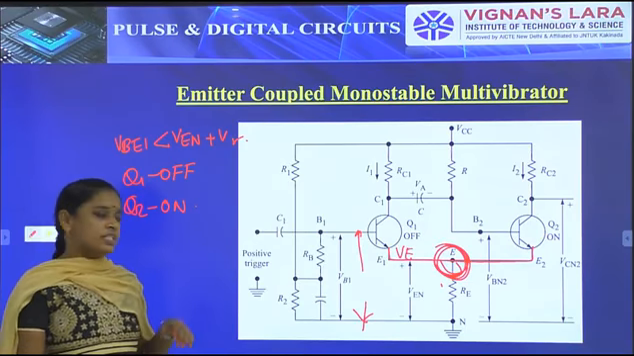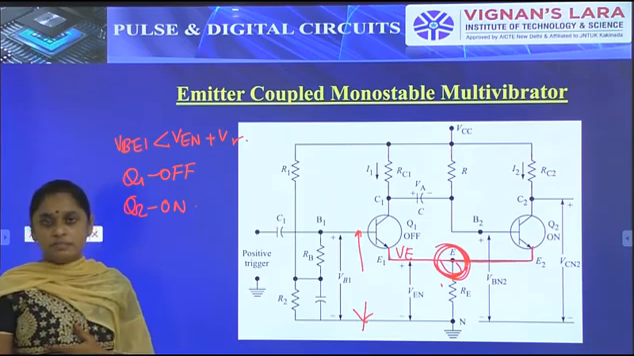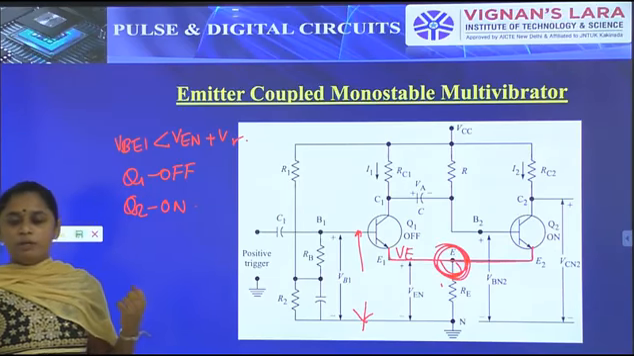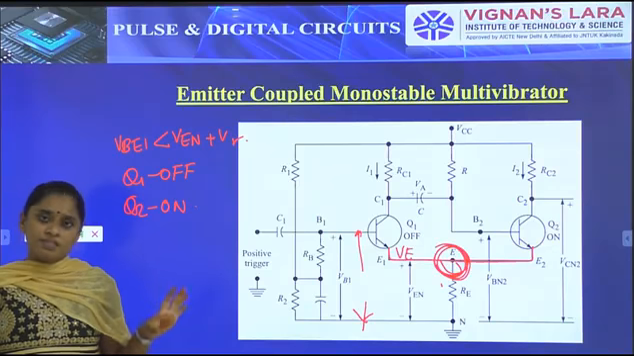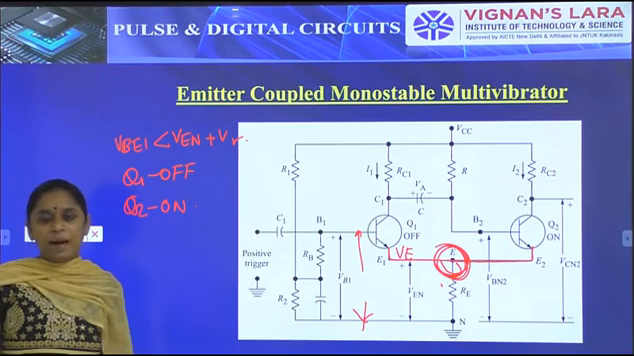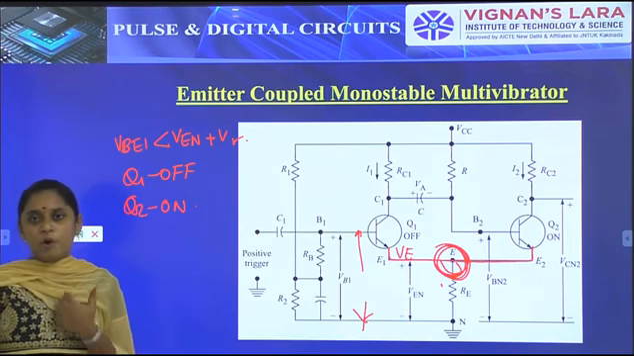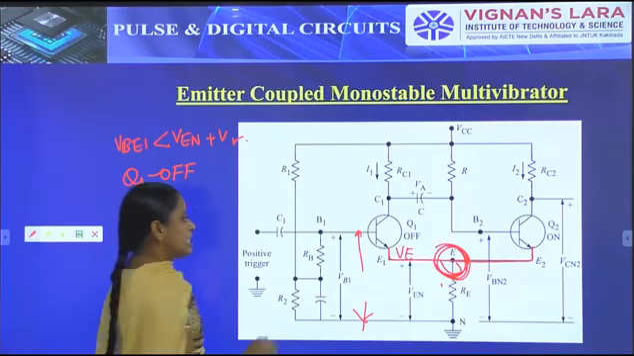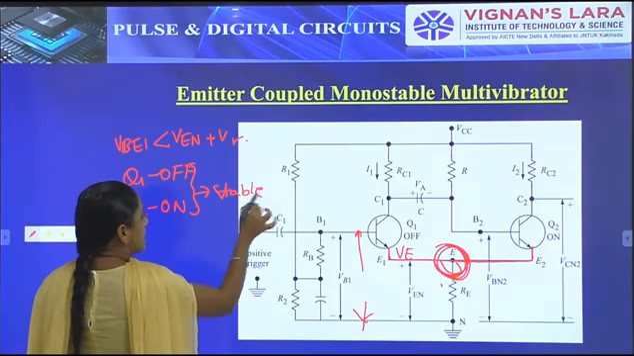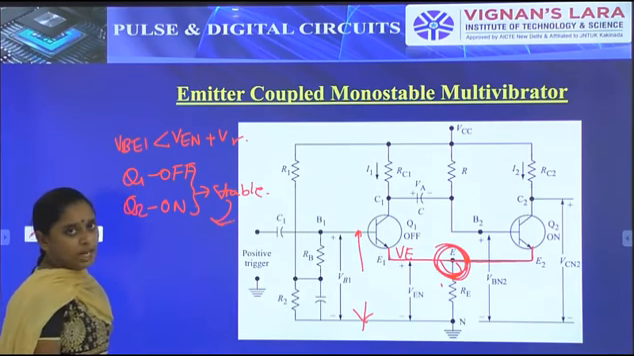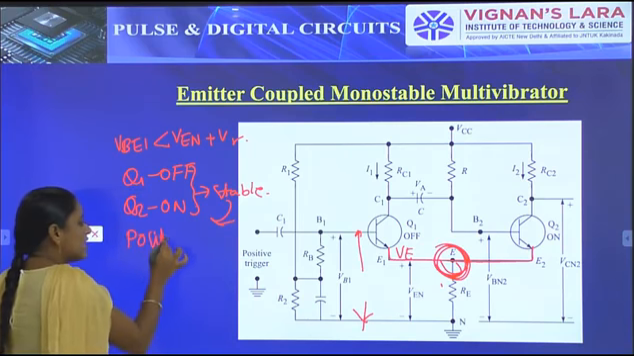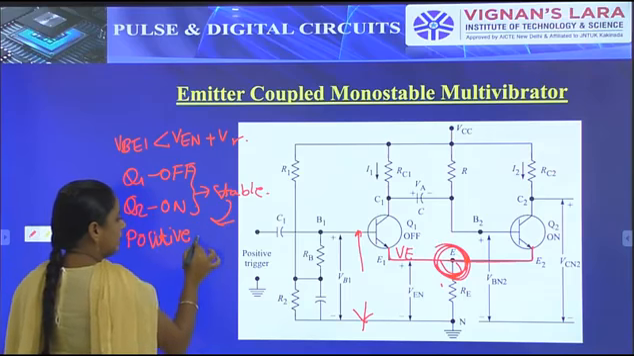For changing from the stable state to the quasi-stable state, we go for the triggering pulse. For the collector coupled monostable or collector coupled bistable multivibrator, we apply a negative triggering pulse. But for this particular circuit, we apply a different triggering pulse, which is a positive triggering pulse. This is the major important thing: a positive triggering pulse.